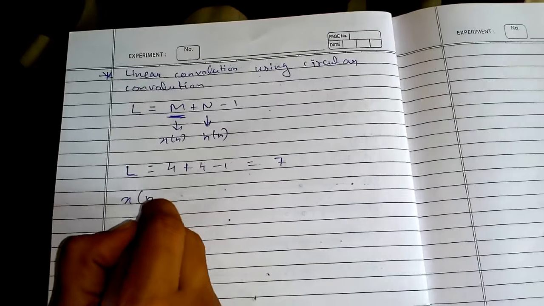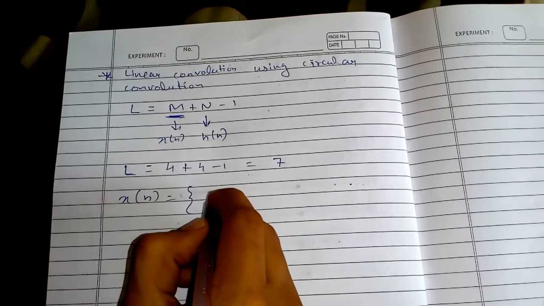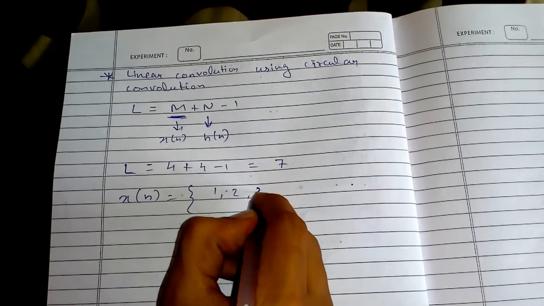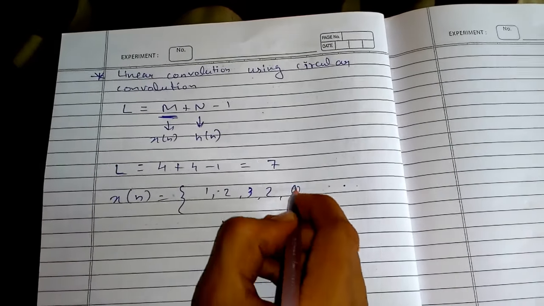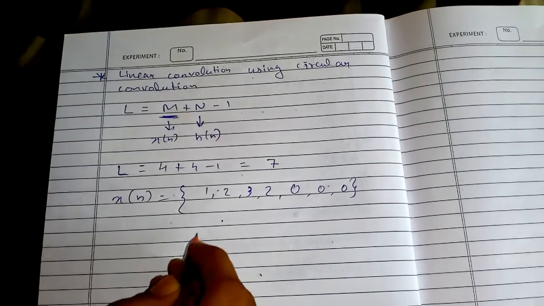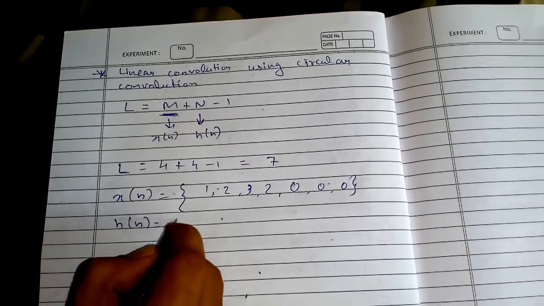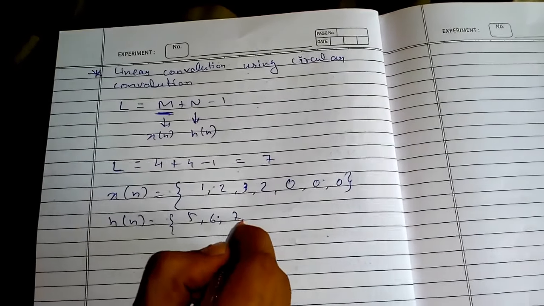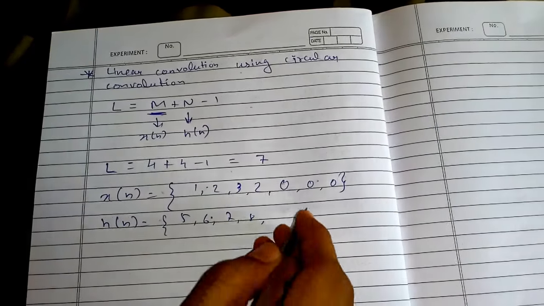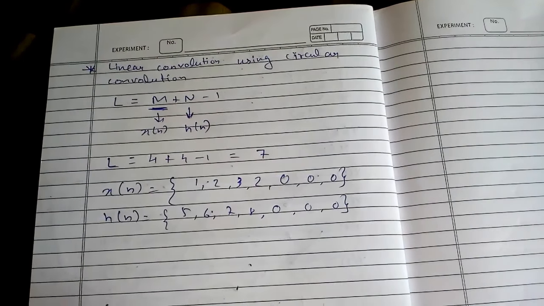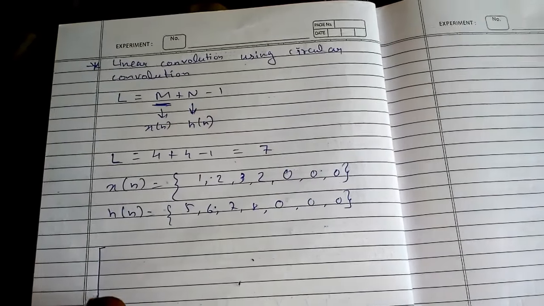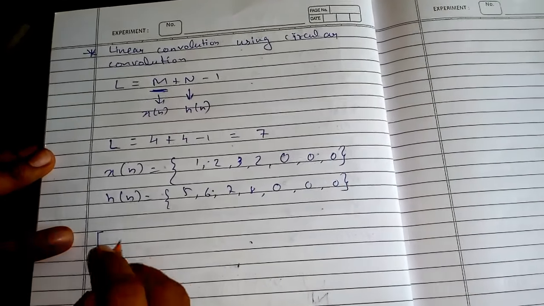But my x of n, as you remember, was only 4 terms. It was 1, 2, 3, 2. So what about the remaining 3 terms? If they are not there, just write 0, 0, 0. Similarly, h of n was 5, 6, 7, 8, just 4 terms. What about the remaining 3 terms? 0, 0, 0. Now, as you all saw previously, we have already done this circular convolution.